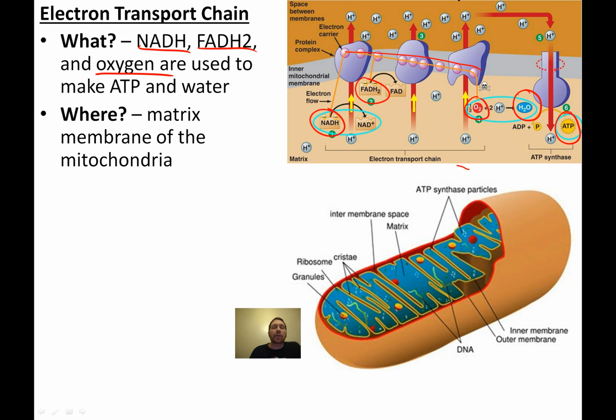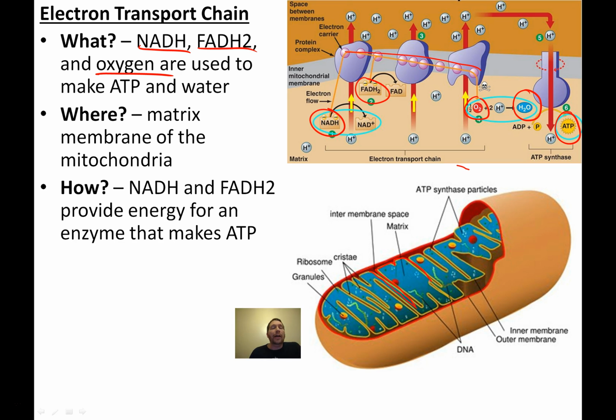Now, where the electron transport chain happens is the matrix membrane of the mitochondria. I told you during the video on the cell organelles that the inside of the mitochondria actually has a second membrane, and we call the space inside that second membrane the matrix. And the matrix has its own special membrane going on there. So it's in the membrane of the matrix of the mitochondria where the electron transport chain happens in eukaryotes. In prokaryotes, this all happens in the cell membrane. Now, as mentioned, the NADH and the FADH2 are going to provide energy that's going to result in the production of ATP.